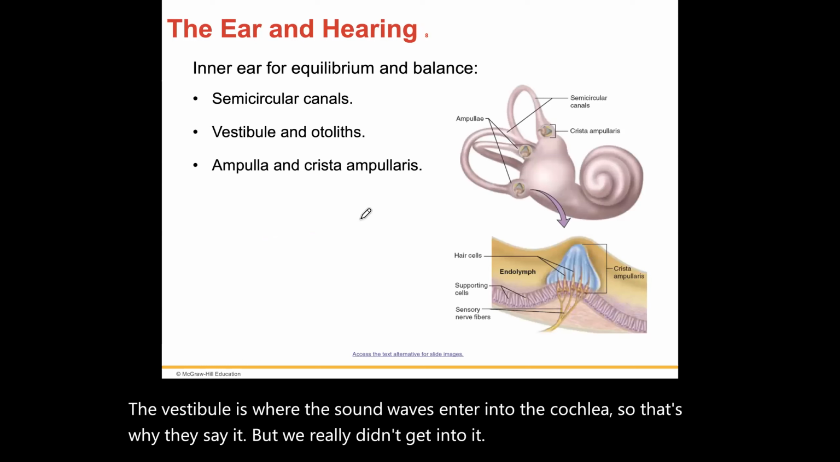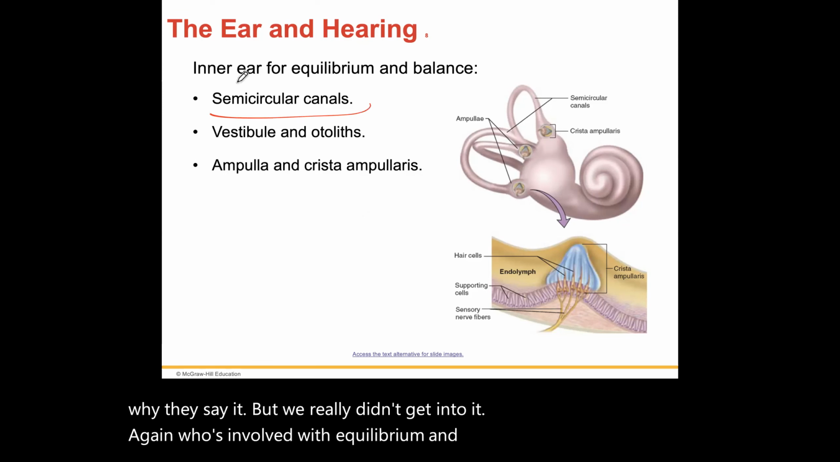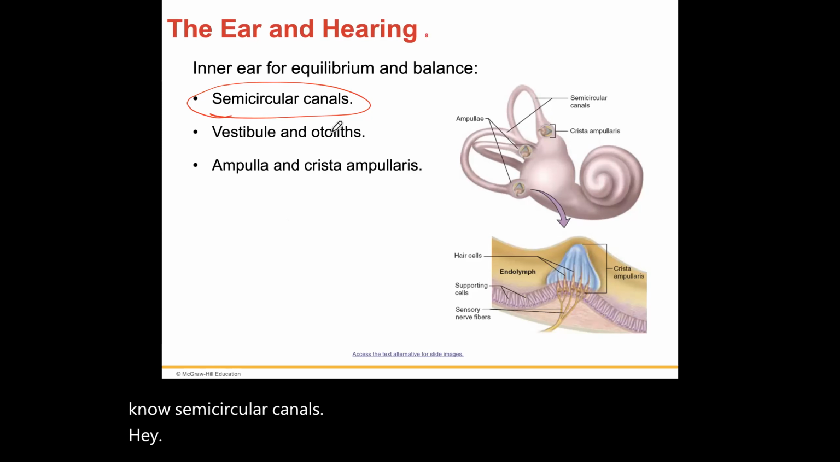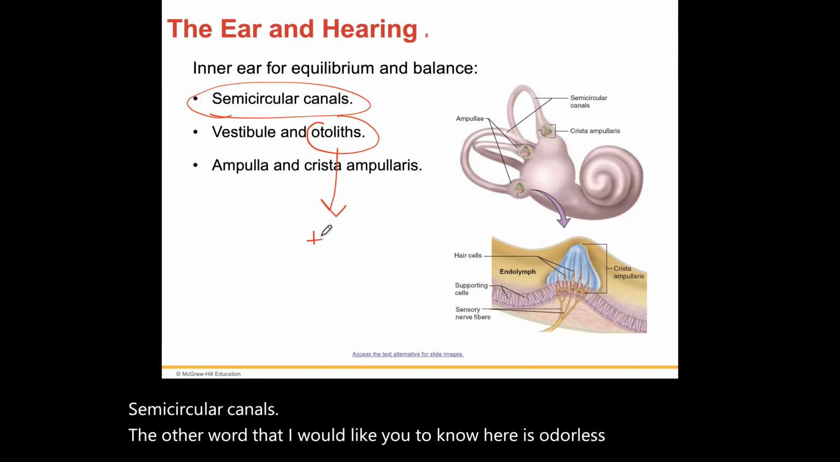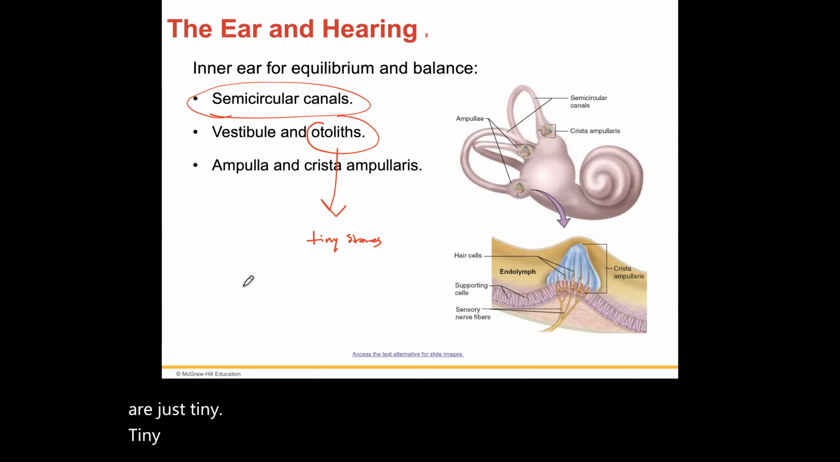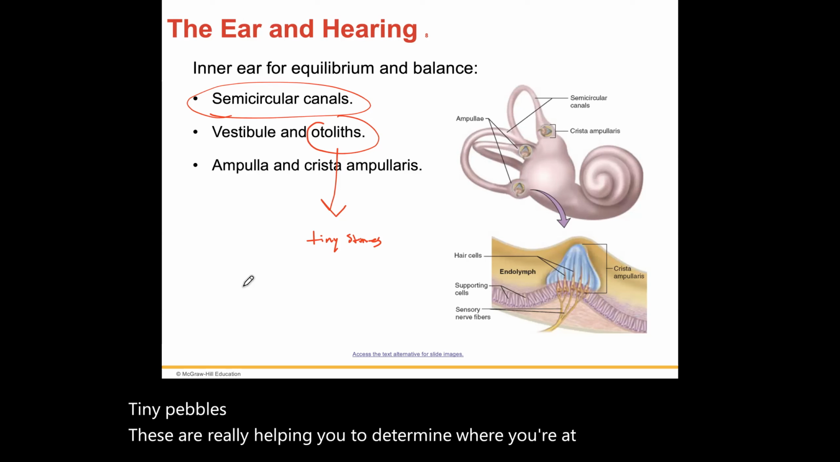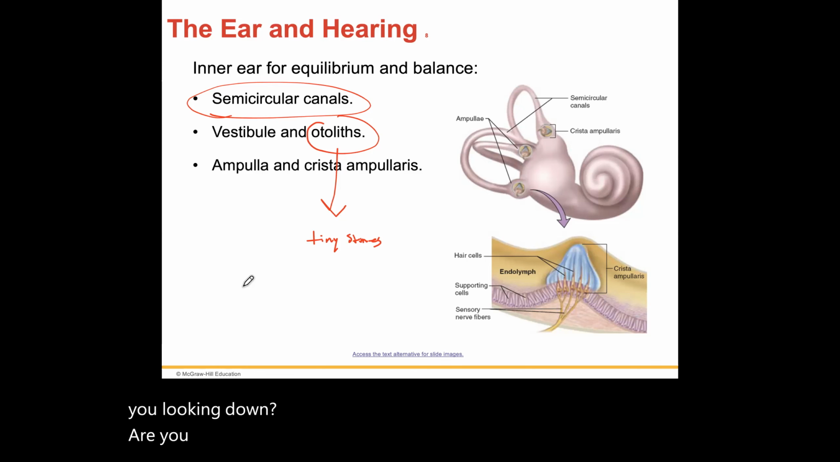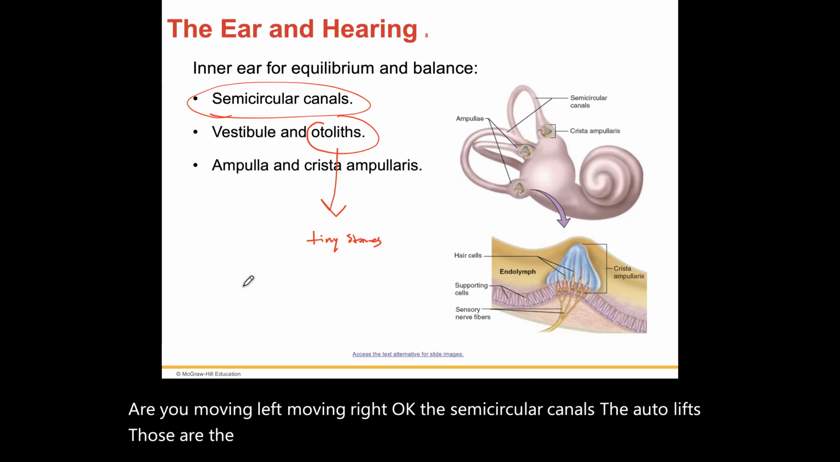Again, who's involved with equilibrium and balance? I just want you to know semicircular canals. The other word that I would like you to know here is otoliths, and these are just tiny stones. Tiny pebbles. These are really helping you to determine where you're at in space. Are you looking down? Are you looking up? Are you moving left, moving right? The semicircular canals, the otoliths, those are the structures that are allowing you to figure that out.